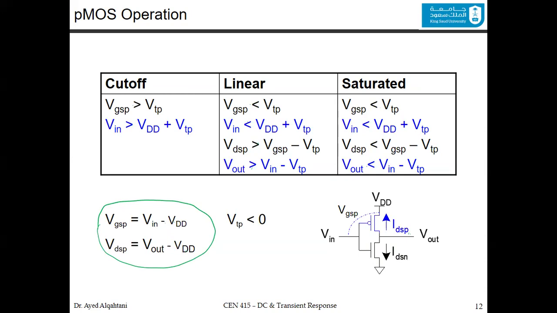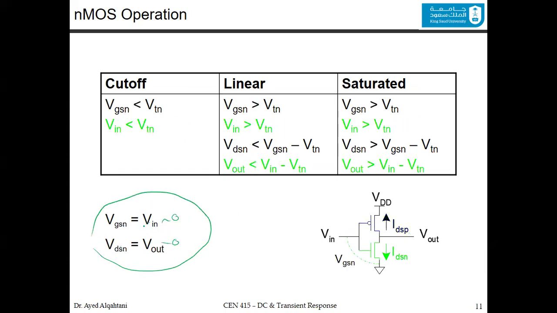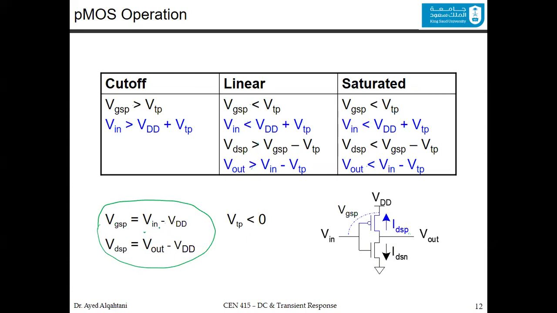And now, to compile everything together, we know the regions, the cutoff, the linear, and the saturation regions, and what the conditions are based on the value of the Vin and the Vout. Basically, we just take out the VGS, whether it's N or P, and we plug in the input and the output based on the equations that we just highlighted. This one for the PMOS, or these two for the PMOS, and these two for the NMOS. If we take out the VGSN, you have the input. If we take the VDSN, then you have the Vout. Similarly, here with the addition of minus VDD in the PMOS transistor.